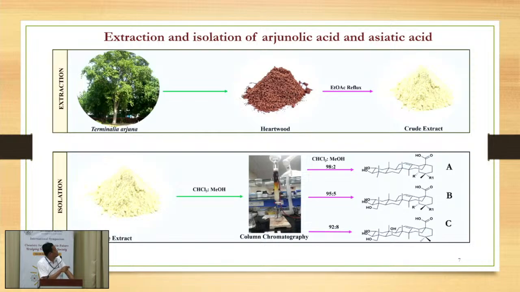So from Terminalia arjuna, I took the heartwood, crushed it, and refluxed it with ethyl acetate to get the crude extract. These crude extracts were passed through column chromatography using chloroform and methanol. We did normal chromatography, and with this ratio I got 3 compounds, that is compound A, B and C. We characterized these compounds here.